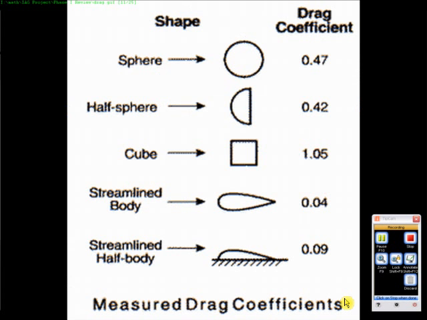This particular picture gives you an idea of how shapes of different wings or different aircraft parts can increase a drag coefficient. The drag coefficient is a measure of how much drag an aircraft or a car or any kind of vehicle would endure as a result of its motion.